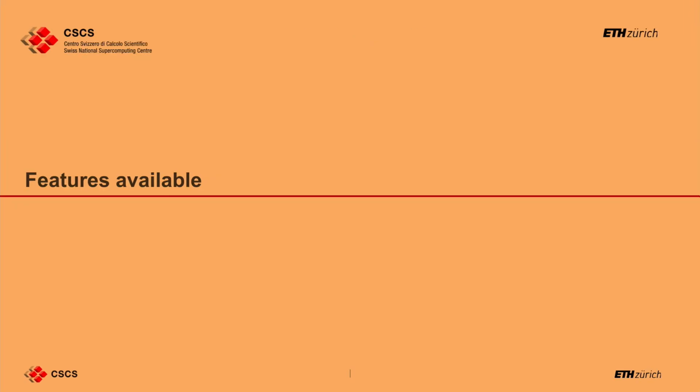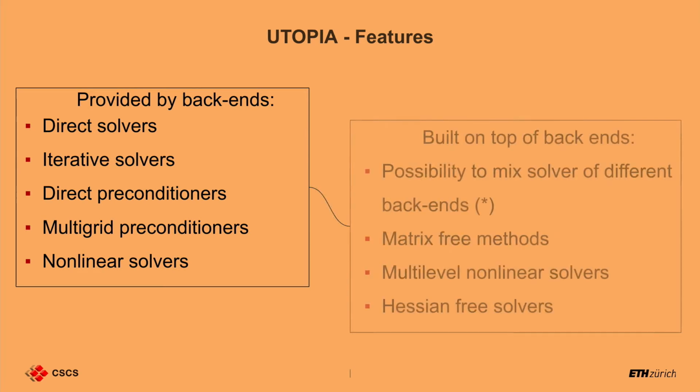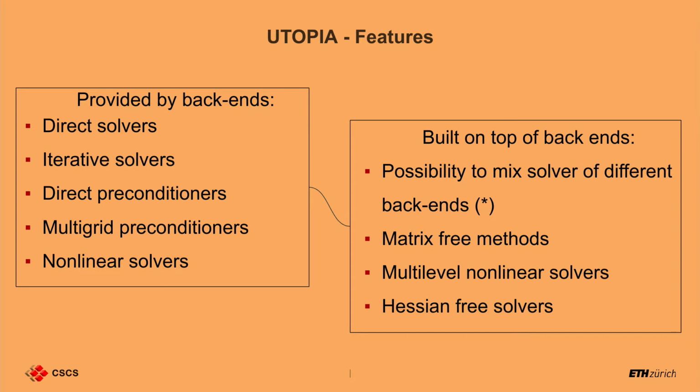So which features are available? Of course, we haven't exposed everything in Utopia because it's almost impossible. Currently available, as provided by the native backends, are direct solvers, iterative solvers, preconditioners, multigrid preconditioner, and nonlinear solvers. And native in Utopia, so built on top of the backends, there is a possibility to mix solvers of different backends, for example, using data structures from Trilinos and using solvers from PETSc. Matrix-free methods, that currently are not available in the Trilinos backend. Multi-level nonlinear solver, semi-geometric multigrid solvers.